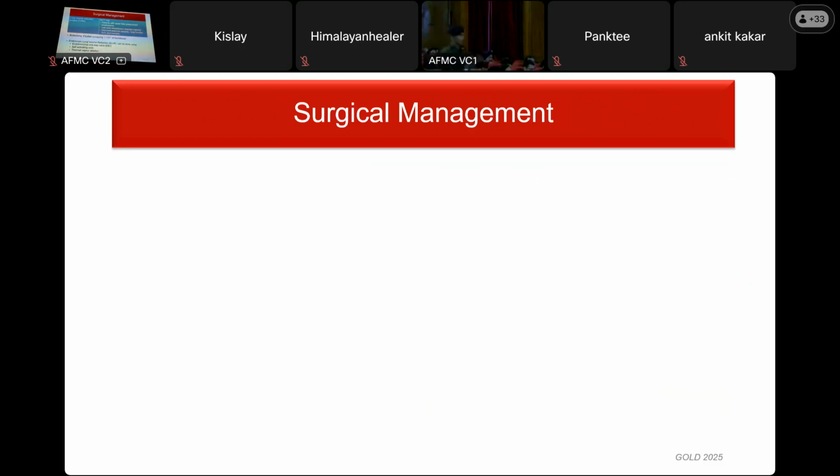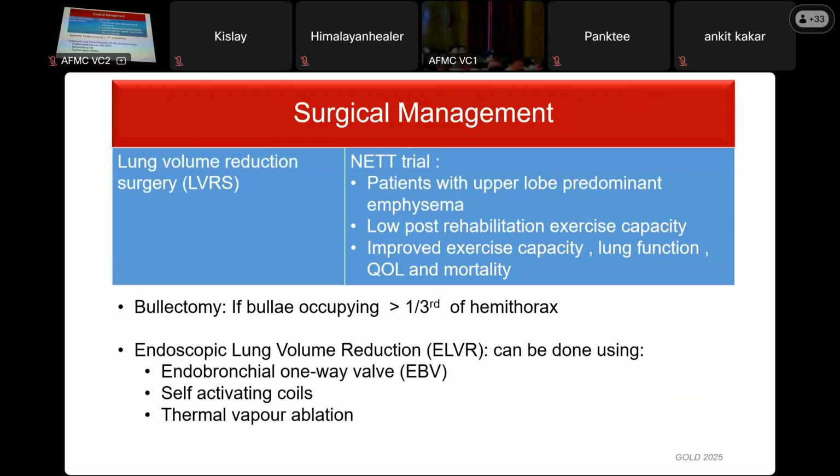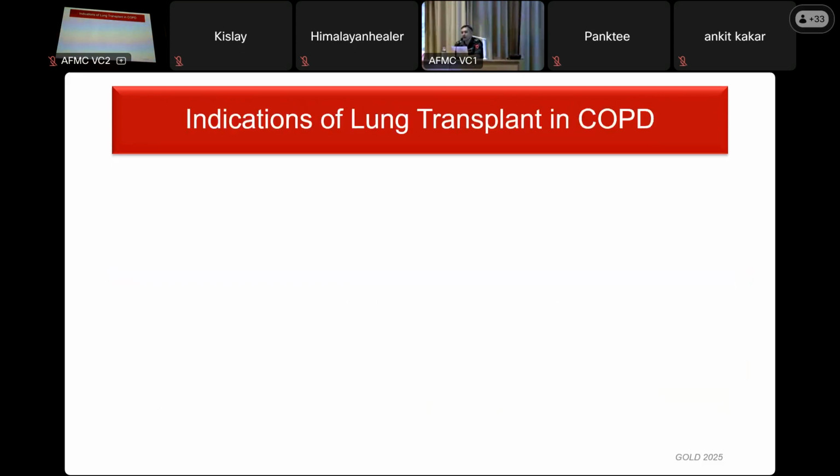So it was the NETT trial which showed a mortality benefit in patients who had upper lobe predominant emphysema with a low post-rehab exercise capacity. And there are some endoscopic managements also, like endobronchial valve, self-activating coils, and thermal vapor ablation, which can be used to reduce the volume of the emphysematous lung. Next.